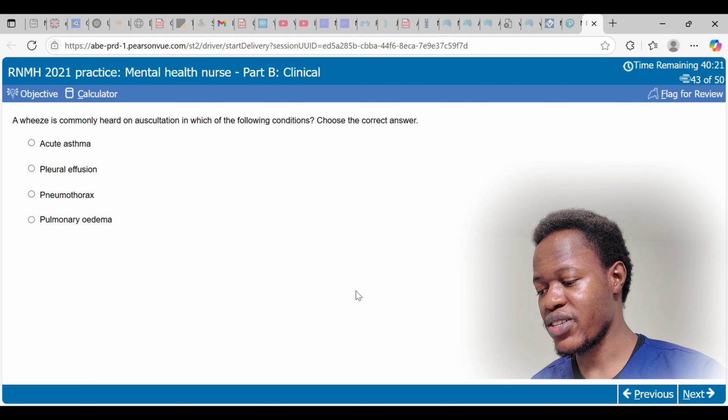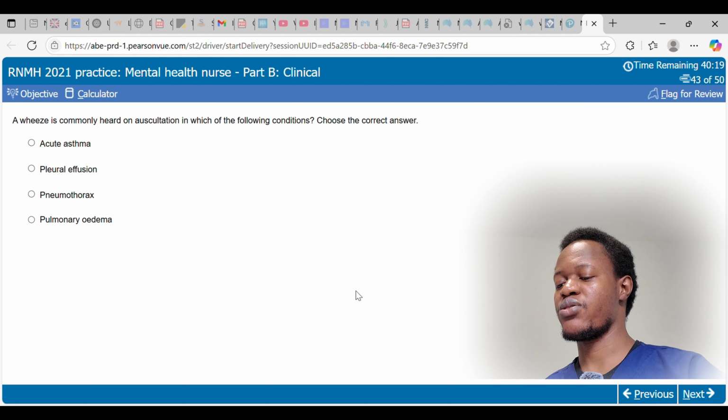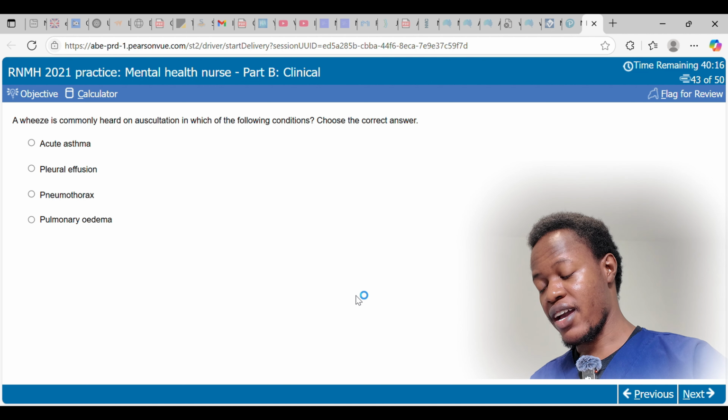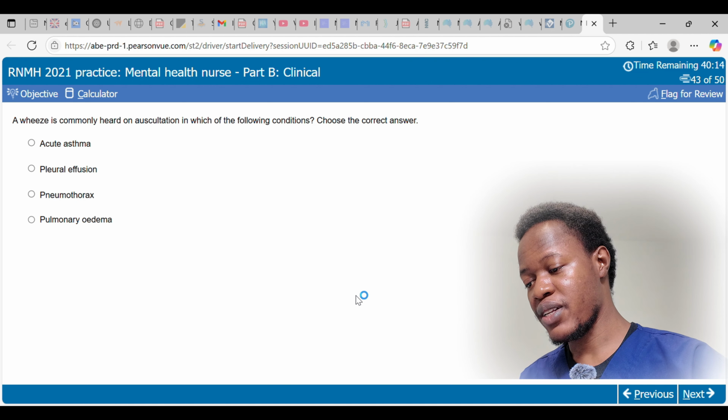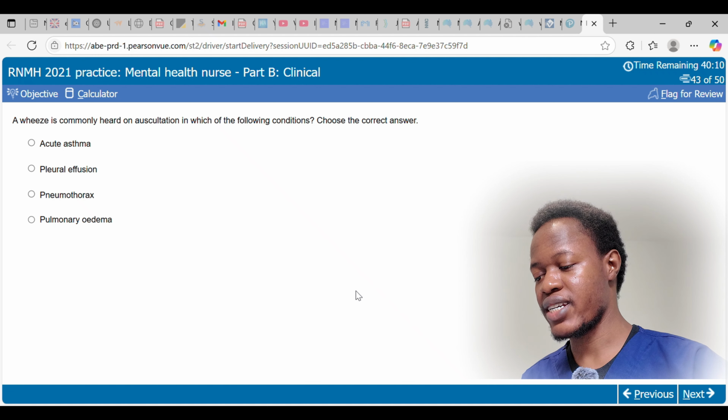A wheeze is commonly heard on auscultation in which of the following conditions? Choose the correct answer. A. Acute asthma. B. Pleural effusion. C. Pneumothorax. And D. Pulmonary edema. I think it is acute asthma.